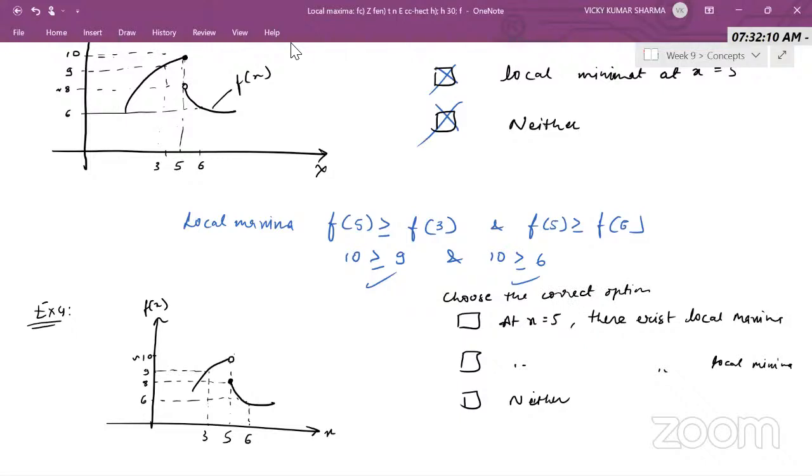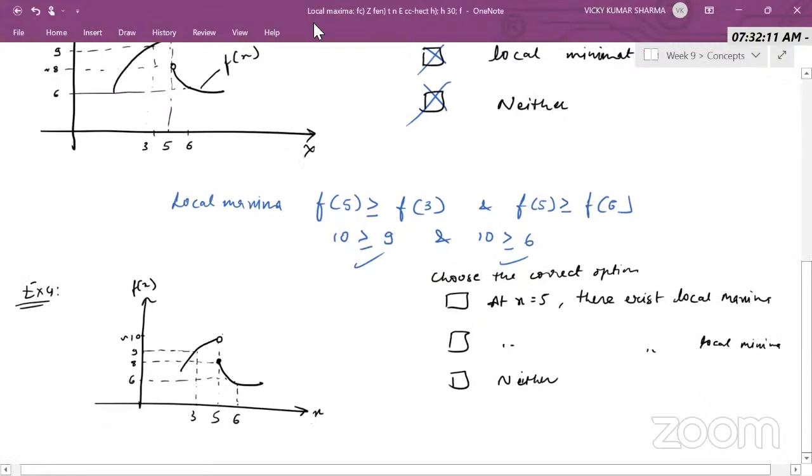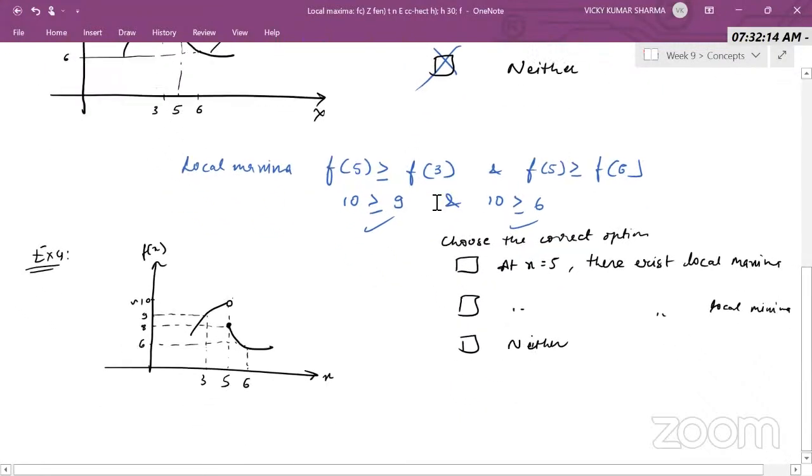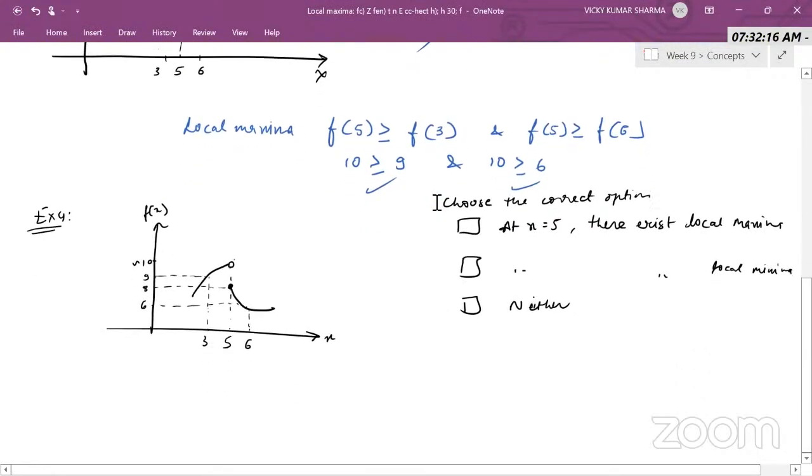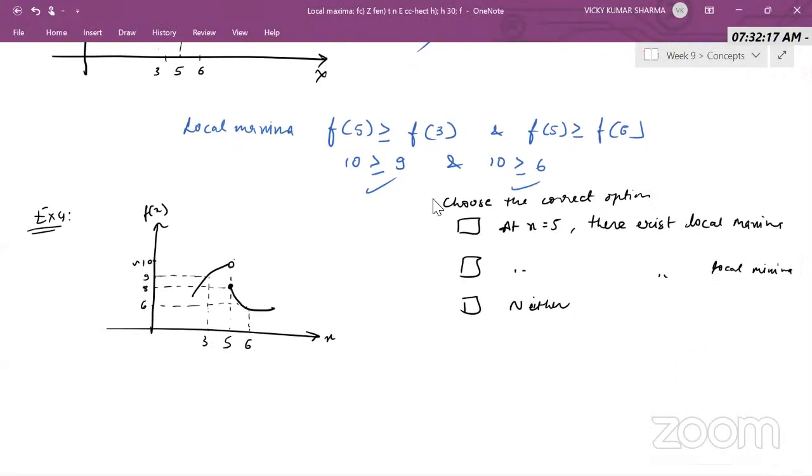So let's see, what do you say? Some of you are saying neither. Okay, so we can understand why you are saying that. Because f of 5 is greater than... just a minute. Let me take up the other call, and then we both can discuss this. Do any of you have any other answer? Okay, so fine.